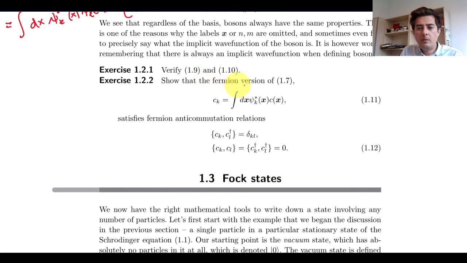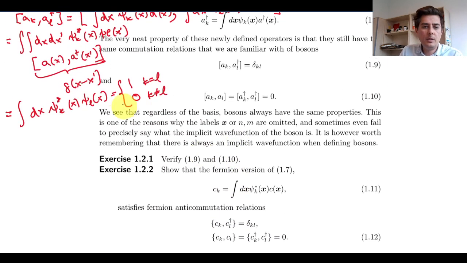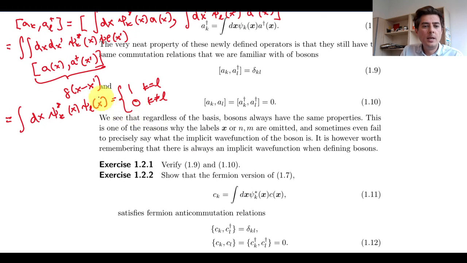1.2.2 is talking about the fermion version. So in this case, we again try and satisfy these analogous relations. And basically the argument for that is extremely similar. Essentially substitute the definitions, and then instead of a commutator here, we'll get an anti-commutator here, and then the remaining argument is the same.